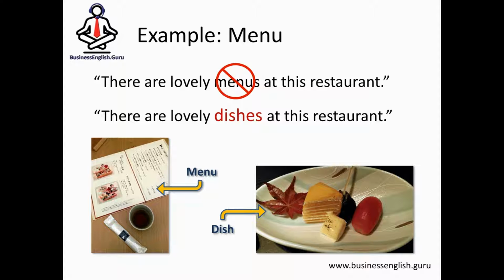A menu is a card or a brochure or a folder containing a list of meals and usually the pricing. You order from this menu, and what the waiter brings to you is a dish. A dish, yes, can be that platter that the food is sitting on. However, in restaurant terms, the dish means the meal, so it means the dish or plate with the food on it. So there are lovely dishes at this restaurant.